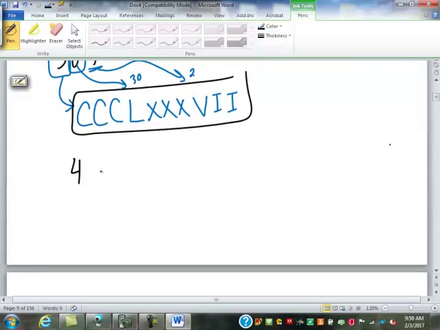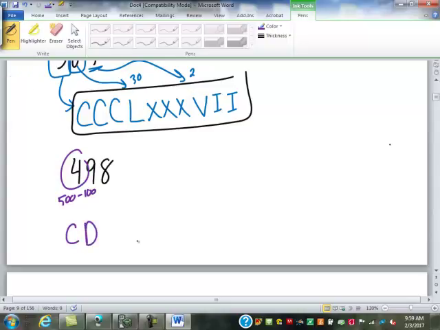We might have 498. The 400, well, I can't add 400s together. I can't have 4 in a row. So the 400 is going to be expressed as 500 minus 100. So it's going to be C, D.